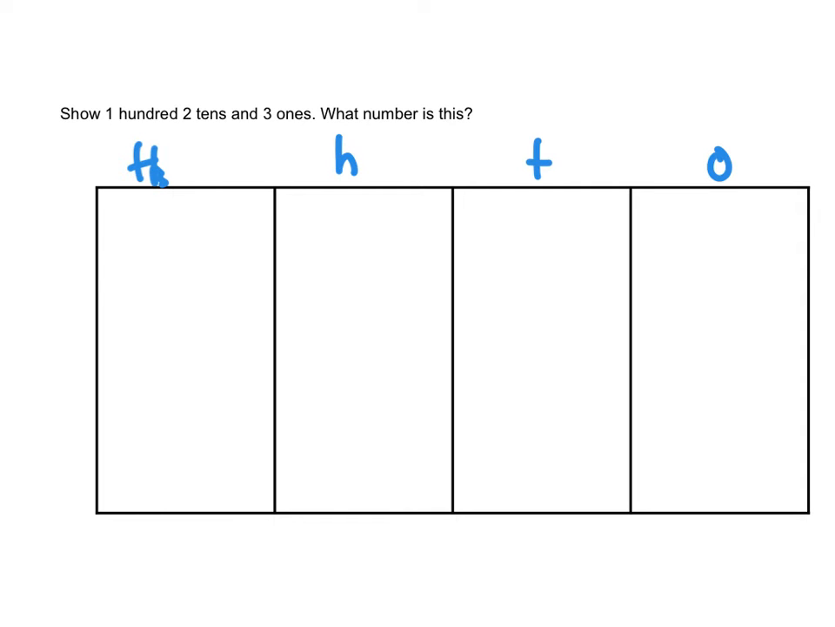What number is this? Well, 100, 2 tens, and 3 ones. Remember, you can show it however you want using X's or squares or stars or whatever you're feeling like. But when you look at that, you've got 123.